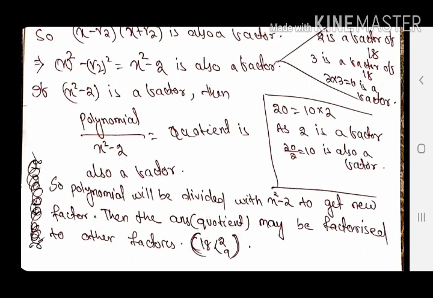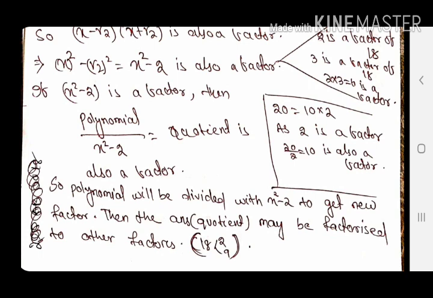So I said x plus root 2 and x minus root 2 are factors. So their product is also a factor. Now imagine, as the product is a factor, then it is multiplied with something to get the polynomial. For example, if 6 is a factor, then 6 is multiplied with something to get 18. So 6 is a factor. Are you getting the concept of factor?